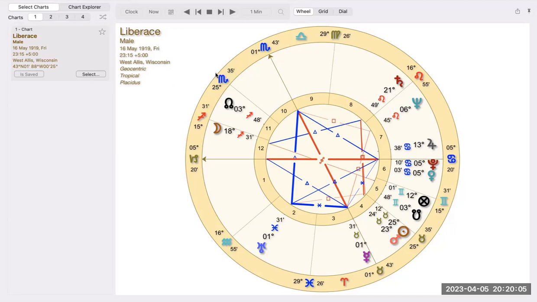Okay. And then the 11th house is also Scorpio, also ruled by Mars in the 4th house. Right. And then the 12th house is Sagittarius, ruled by Jupiter in the 7th house. Did we do that too quickly?